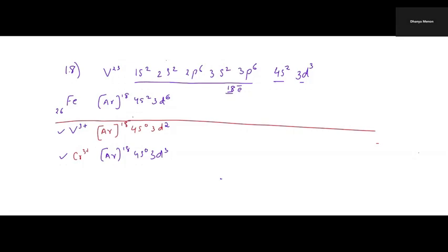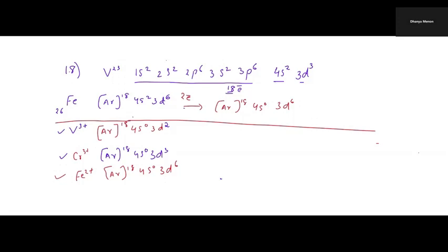Now, iron we are getting as iron 2 plus in the question, right? So iron 2 plus means how many electrons will it lose? It will lose 2 electrons. So directly it will lose from where? 4s0, 3d6. So we have argon 18, 4s0, 3d6. Okay, so we got iron also.